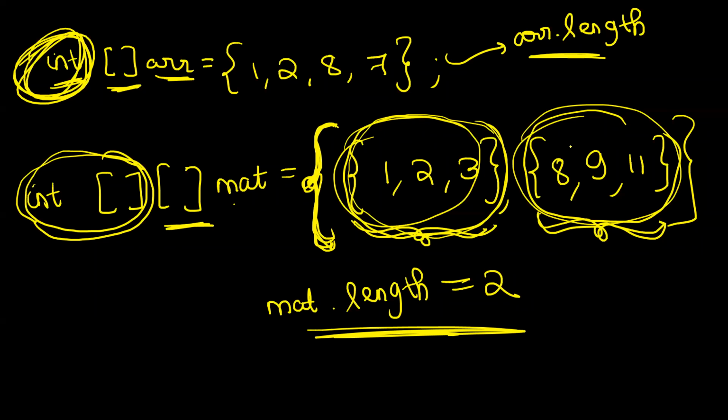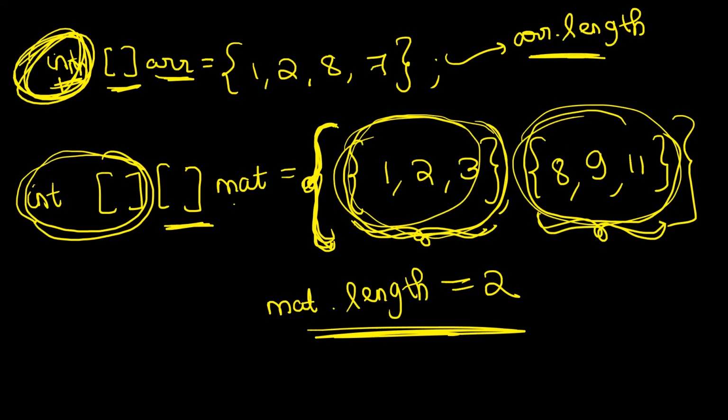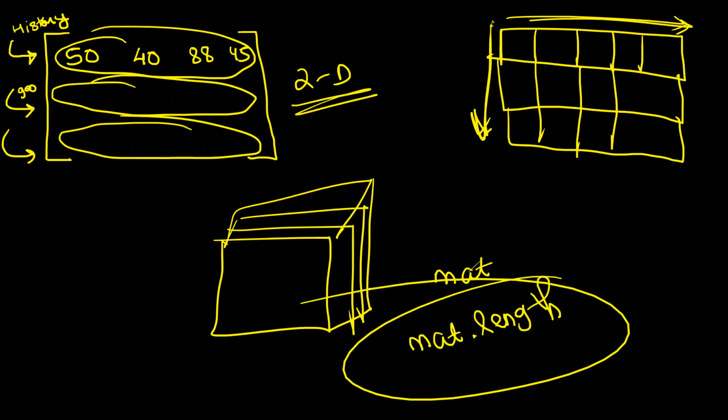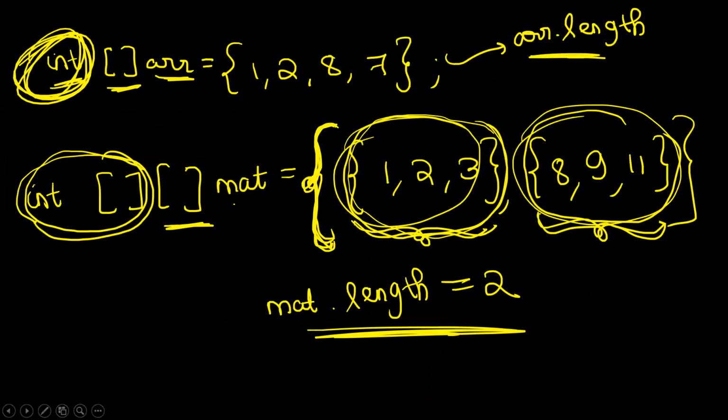So mat.length will tell me how many one-dimensional arrays are there inside my 2D array, and that is nothing but the number of rows inside my matrix. Long story short, if you are looking at a two-dimensional array by the name of mat, then mat.length will tell you the number of rows in your matrix. And if I want to get the number of columns, how do I get it? Anybody, can you help me? See, can I tell you what is mat of 0?